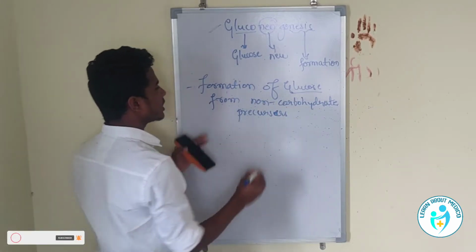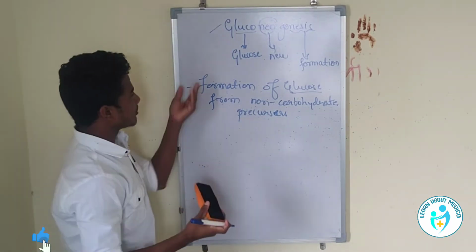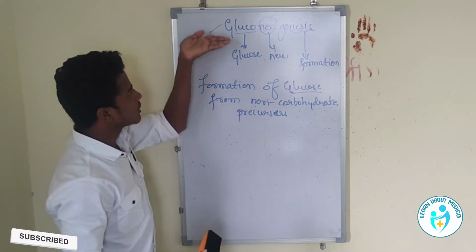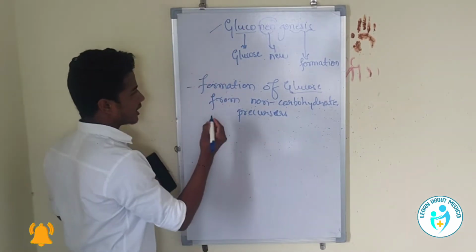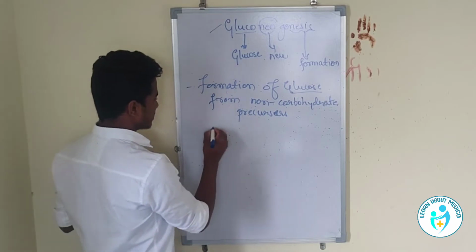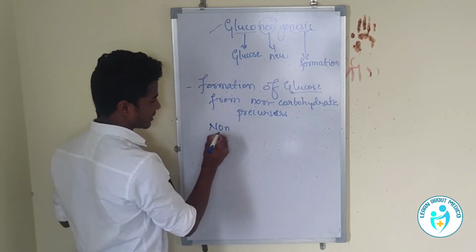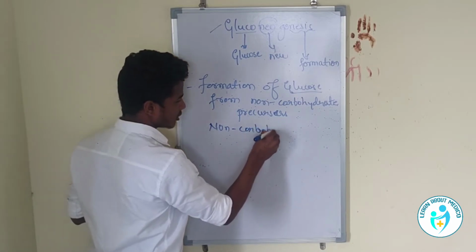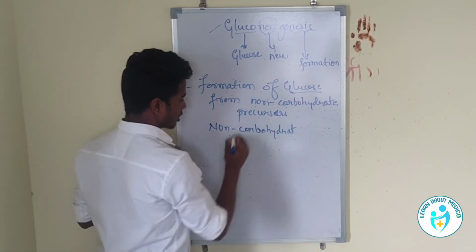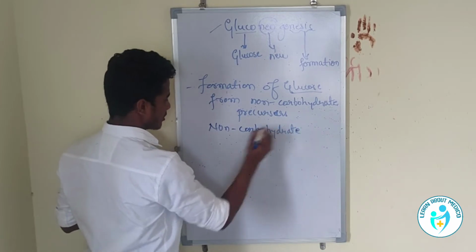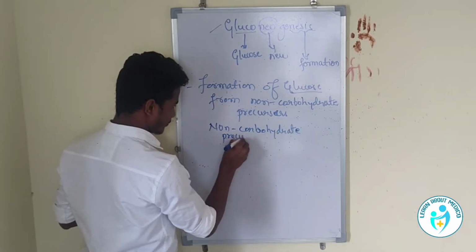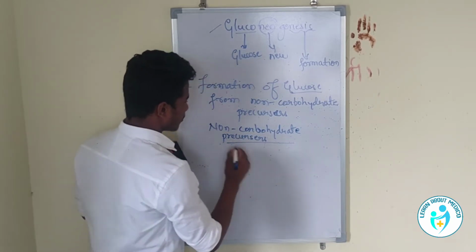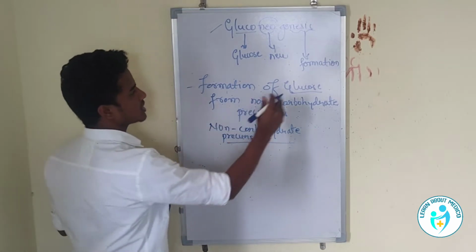The formation of glucose from non-carbohydrate precursors is nothing but gluconeogenesis. Then, what are the non-carbohydrate precursors? Here I am going to write the non-carbohydrate precursors. From the non-carbohydrate precursors, we are going to synthesize glucose.